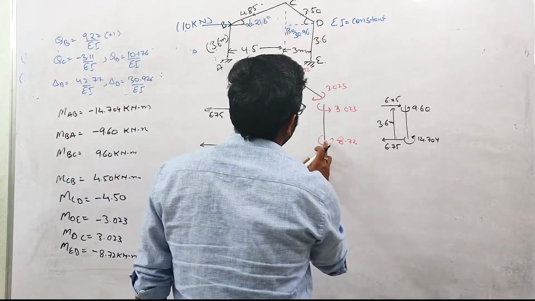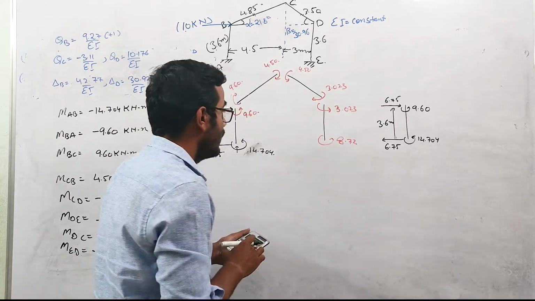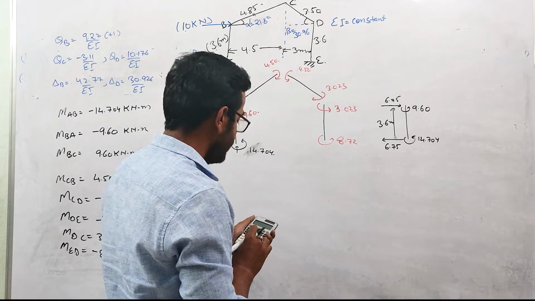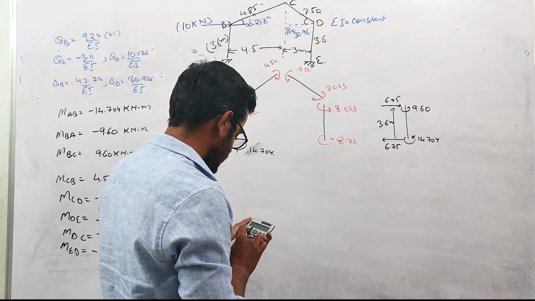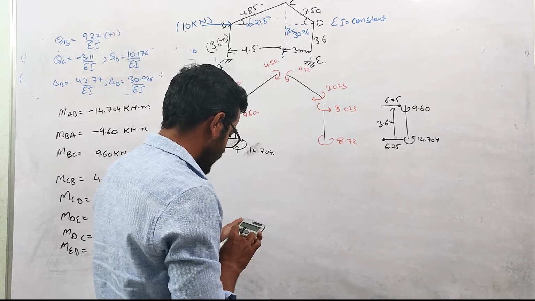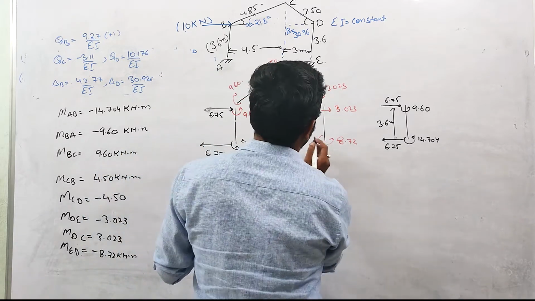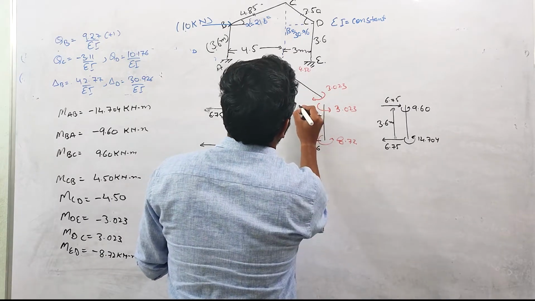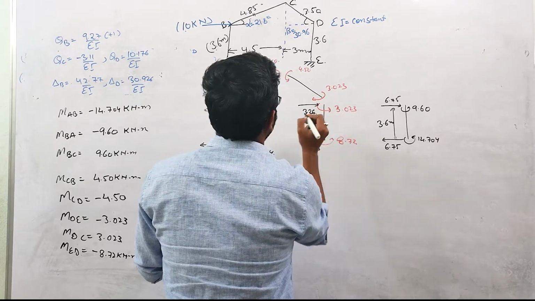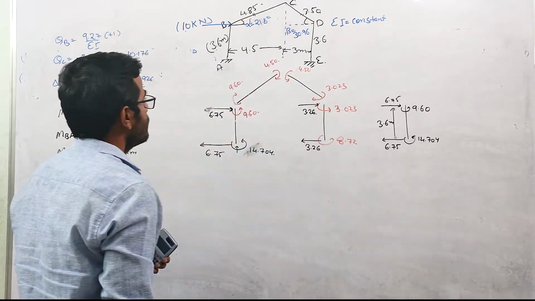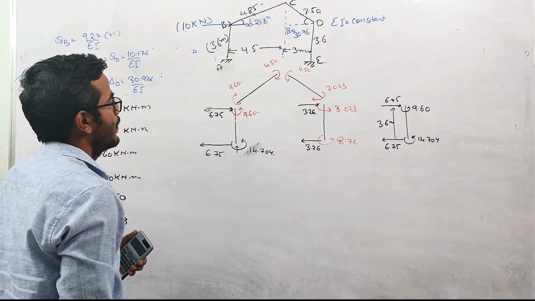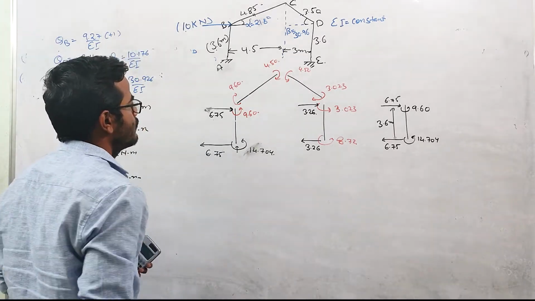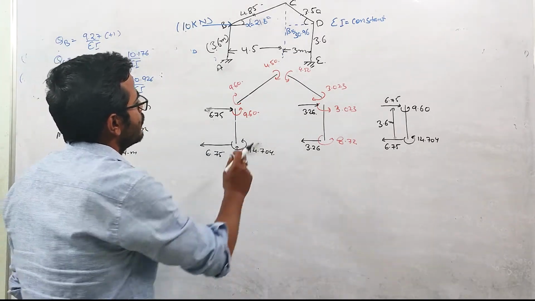Similarly, if we come to this D column, the net moment will again be anti-clockwise. So 8.72 plus 3.023 divided by 3.6 gives 3.26, and again this value is 3.26, right? These two values will be approximately 10 kilonewton. These two forces, right? So now let us come to this member.